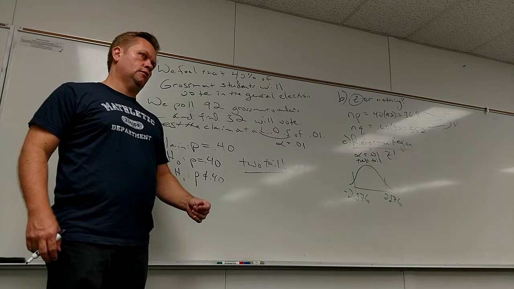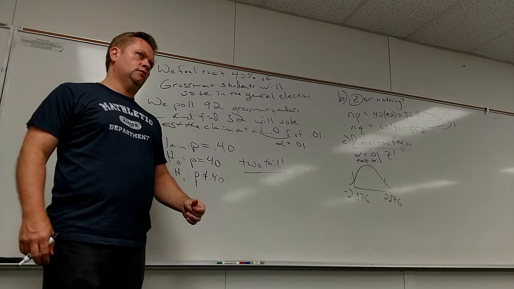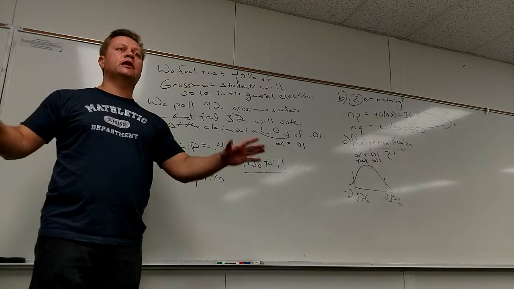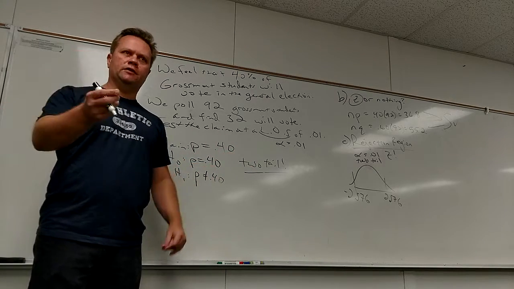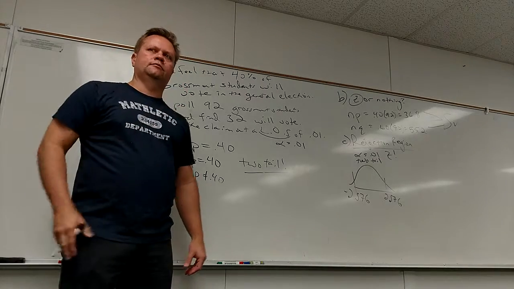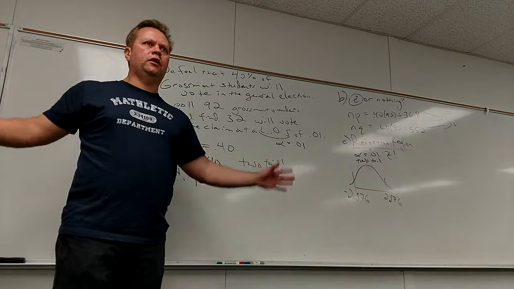Why'd you write alpha? I thought alpha was the area in one tail. No, alpha is the area in the tail or tails. And that's why the confidence interval symbol said alpha over 2. Alpha is always the total area.